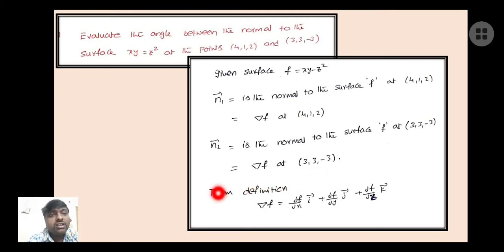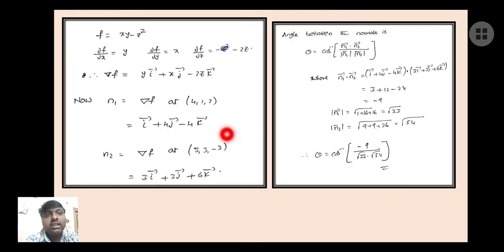From the definition of gradient, del f is equal to dou f by dou x into i bar plus dou f by dou y into j bar plus dou f by dou z into k bar. Now I calculate the normal vector. I take once again the scalar point function f equal to xy minus z square. Now I take the partial derivatives of f. Dou f by dou x equal to y, dou f by dou y is equal to x, dou f by dou z is equal to minus 2z.